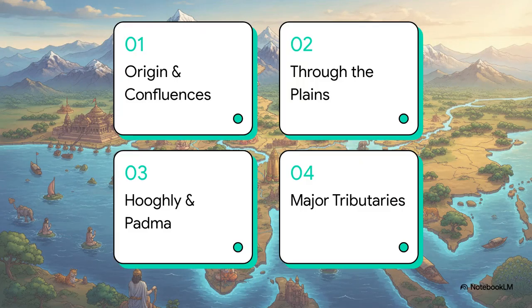Think of this as our flight itinerary for today. First, we'll check out the origin and the 5 confluences. Second, we track the long journey through the plains. Third, we hit the Hooghly, Padma, and the Sundarbans. And finally, we'll map out the major tributaries of the Ganga.